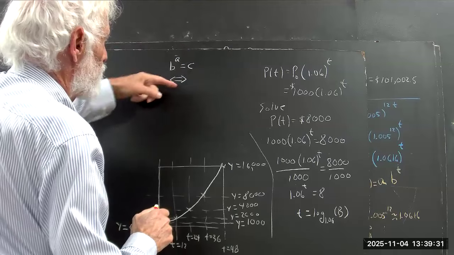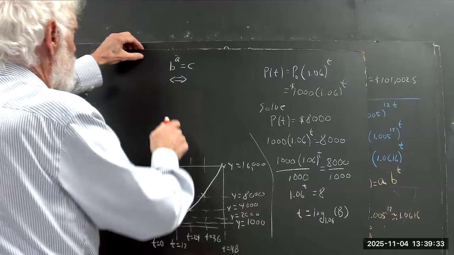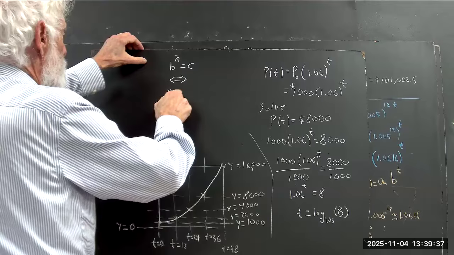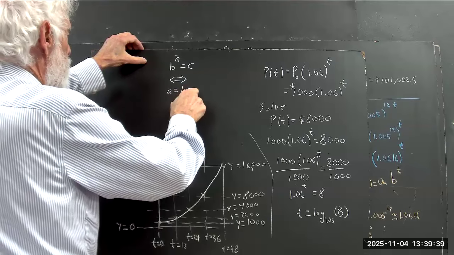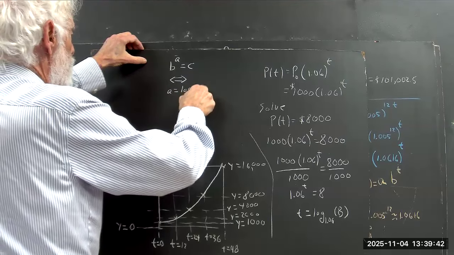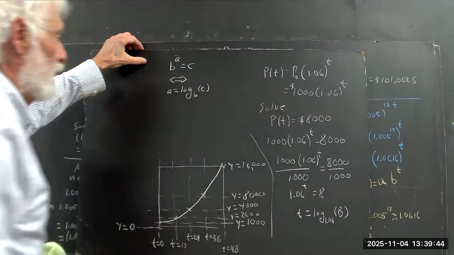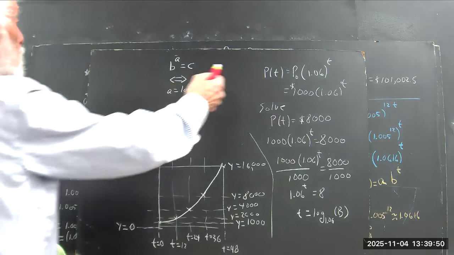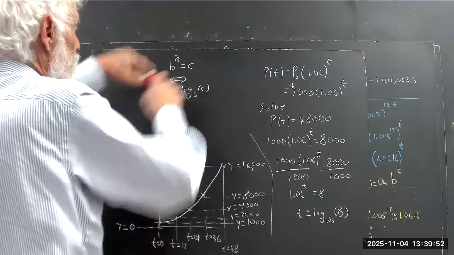If b to the a equals c, the arrow going this way tells you that a equals log base b of c. And the arrow goes the other way too. If this is true, then this is true.